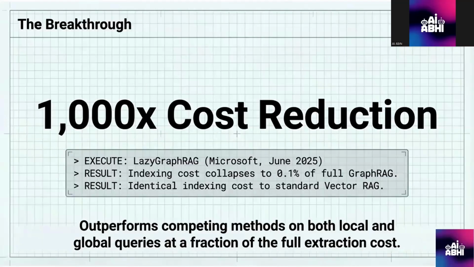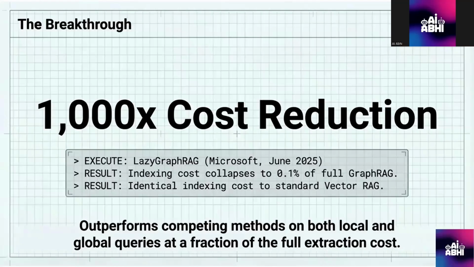Let me explain the numbers. For indexing cost, it's identical to standard vector RAG, 0.1% of the full GraphRAG indexing cost, a 1,000 times reduction. Second is query quality. For local queries, at comparable query cost to vector RAG, Lazy GraphRAG outperforms every competing method, including GraphRAG DRIFT search and long-context vector RAG. For global queries, at 4% of the full GraphRAG global search cost, Lazy GraphRAG outperforms all competing methods on both local and global queries simultaneously.